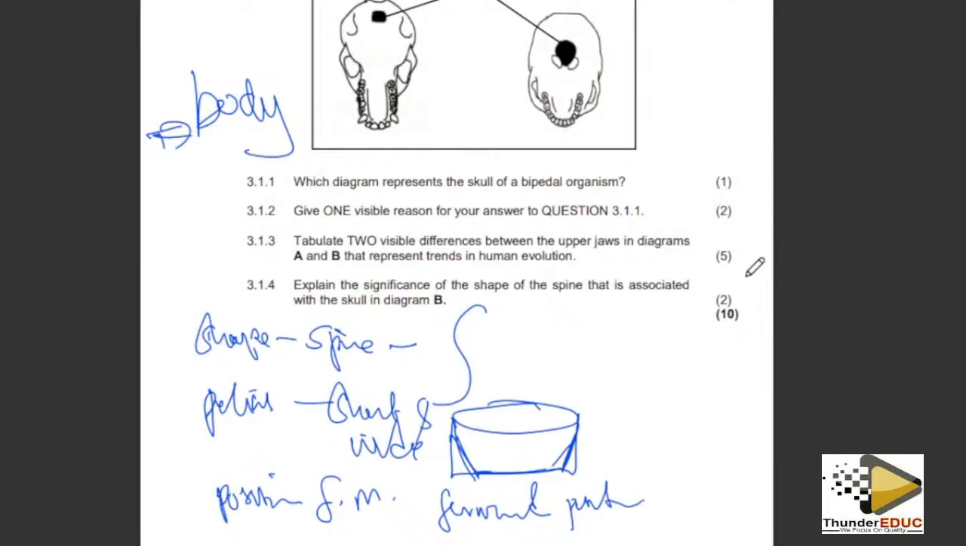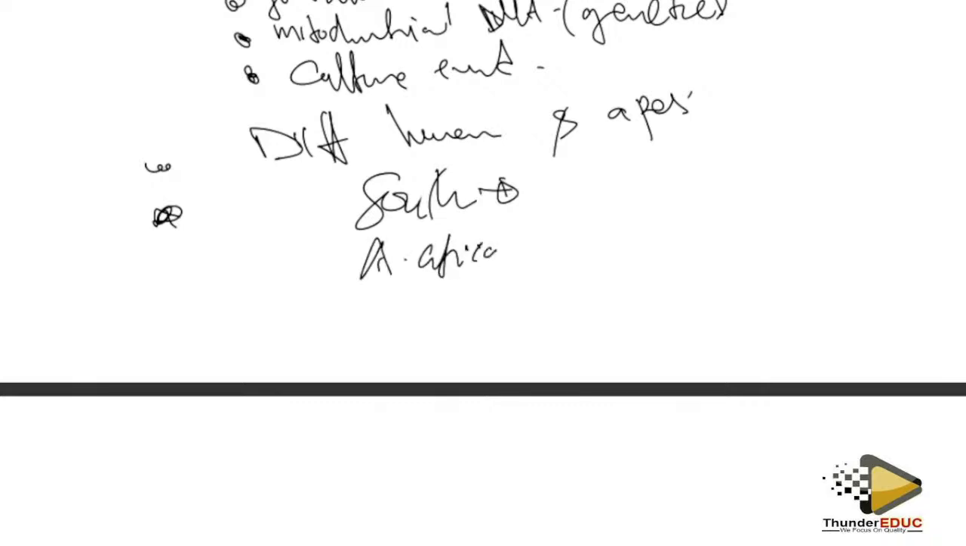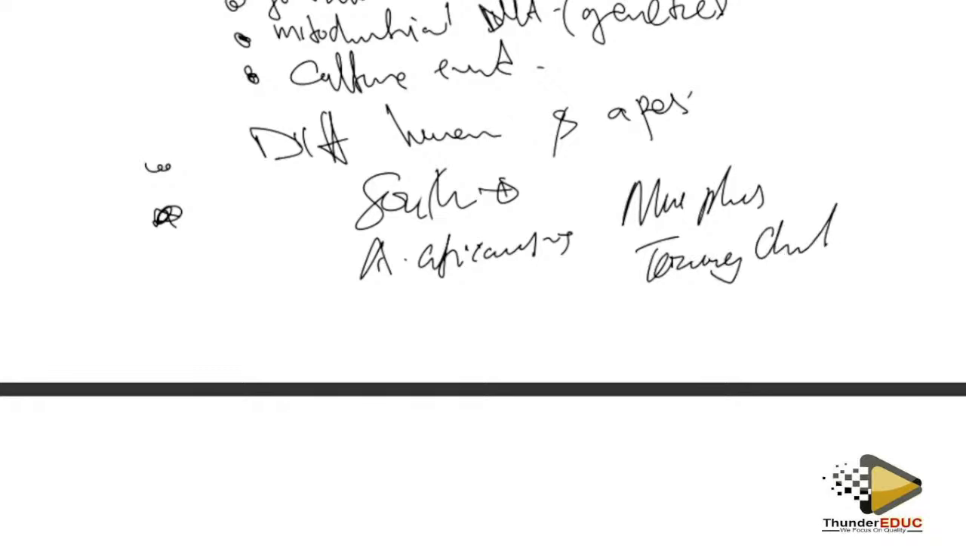Is it clear? Yes. So, you need to know, don't go to the paper without knowing 3 species discovered in South Africa, at least 3. Don't go without knowing the 3 species which belong to Australopithecus africanus. Please don't. Which is Mrs. Ples, Taung Child, and Little Foot. These are the 3 Australopithecus africanus discovered in Africa.